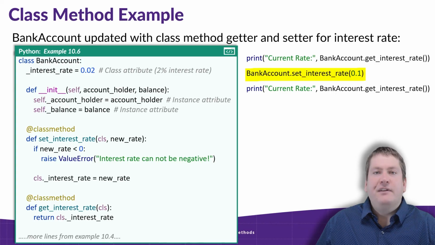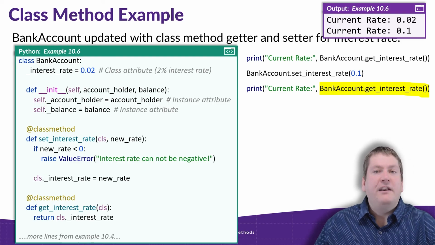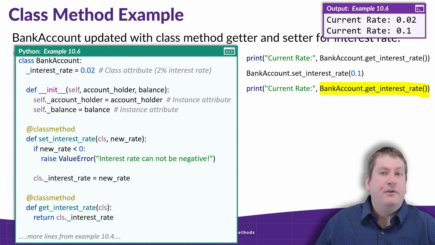Next, we're going to update it using set interest rate to 0.1 or 10%, and then we are going to see how it changed. And the result shouldn't be too surprising. The first time it's going to be 0.02 because that's what it started off as. We updated it on the second line to 10%, 0.1, and that's what we get in our second call to it.